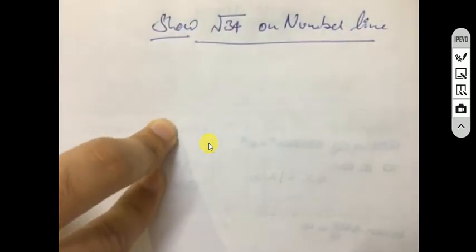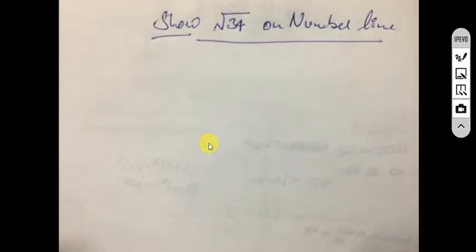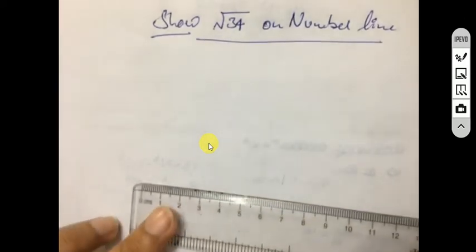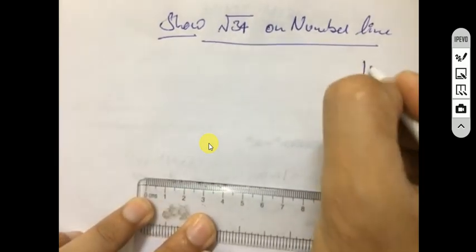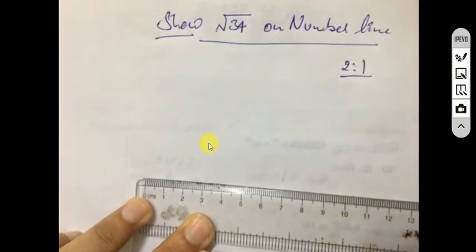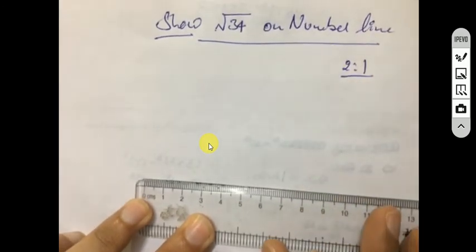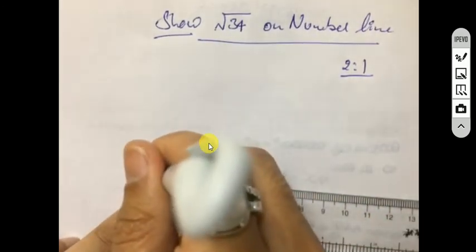Okay, the first step, as you know, now we will take a scale of 2 centimeter as 1 centimeter. The 1 centimeter will be 2 centimeter on scale. You can write 2 is to 1 as the scale we are taking. So it will be like this. We'll first draw a line.